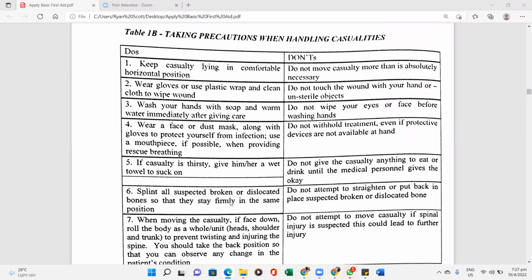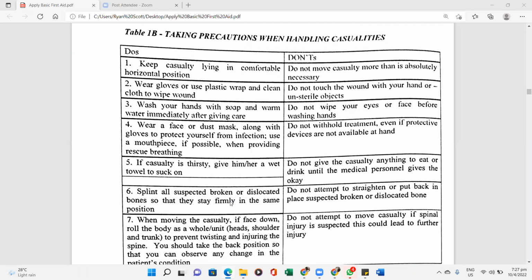Wear gloves and plastic wraps and use clean clothes to wipe the wound, right? Do not touch the wound with your hands or unsterile objects. Wash your hands with soap and warm water immediately after giving care. Do not wipe your eyes or face before washing hands. Wear a face or dust mask along with gloves to protect yourself from infection. Use a mouthpiece if possible when providing rescue breathing, okay?